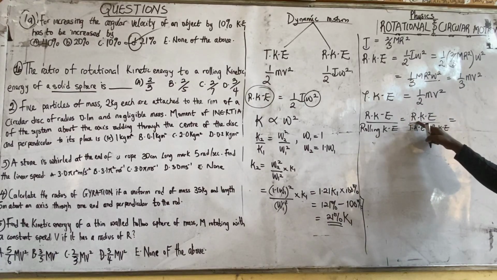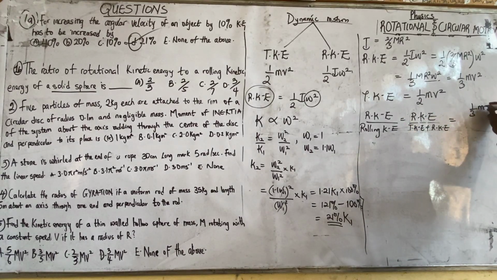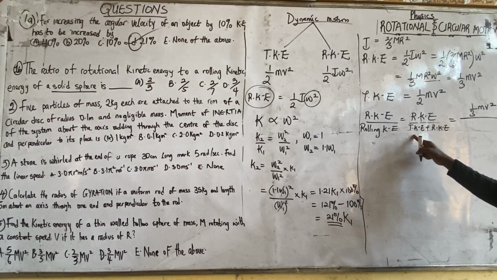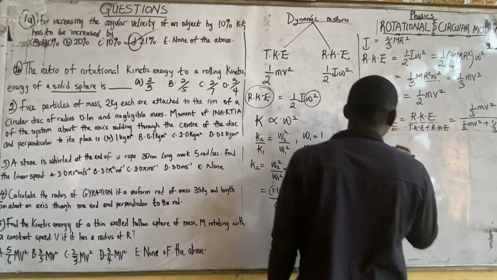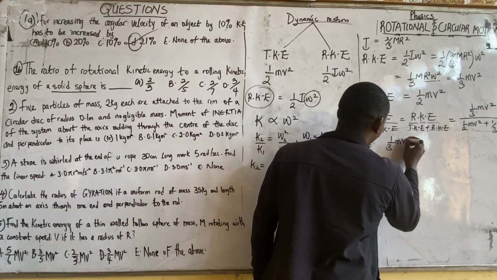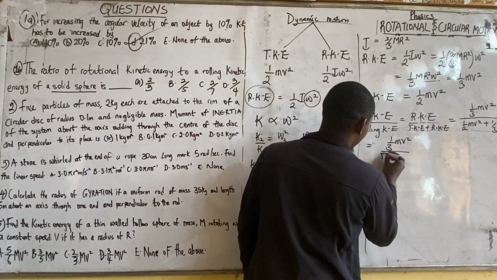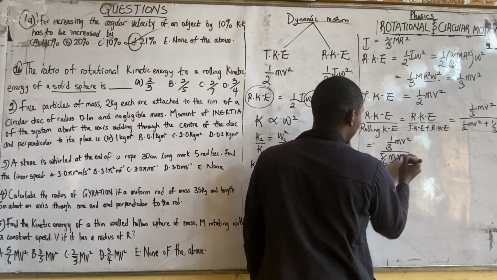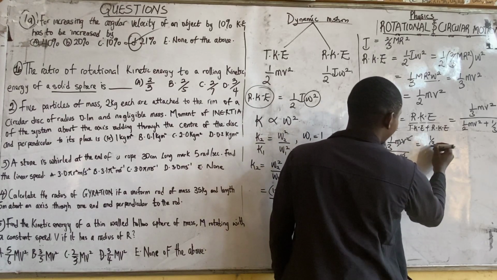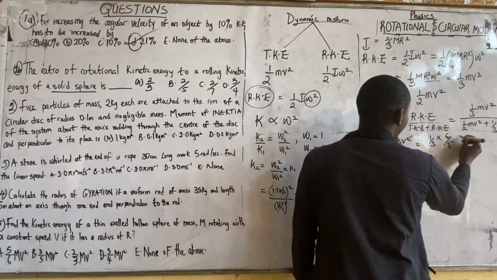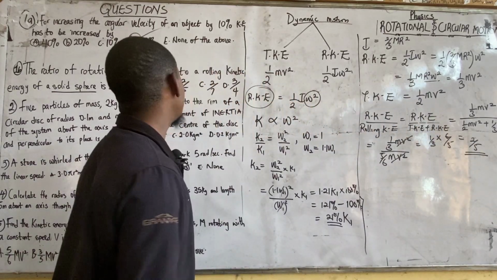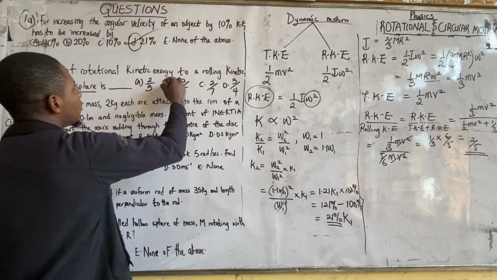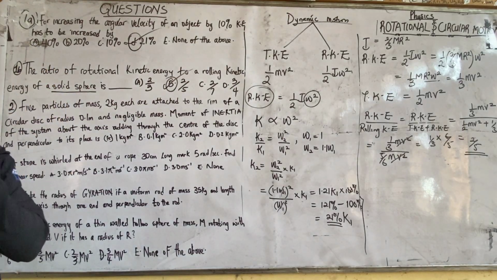Meaning that rotational is what? 1/3 mv squared over what? What's translatory? 1/2 mv squared plus what? Rotational 1/3 mv squared. So when we add it up, we are going to have 1/3 mv squared over this plus this will give us 5/6 mv squared. So you can cancel this. Now you have 1/3 times 6/5, giving us, this cancel 2, giving us 2/5. And that's the solution. And that belongs to option what? B. Good.